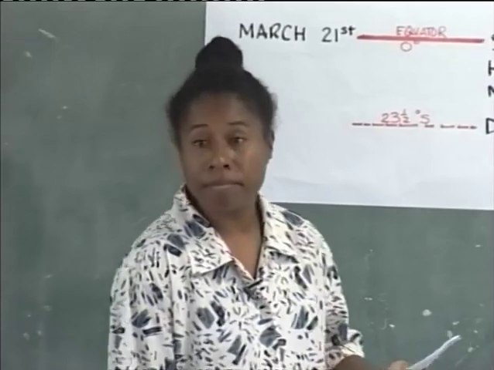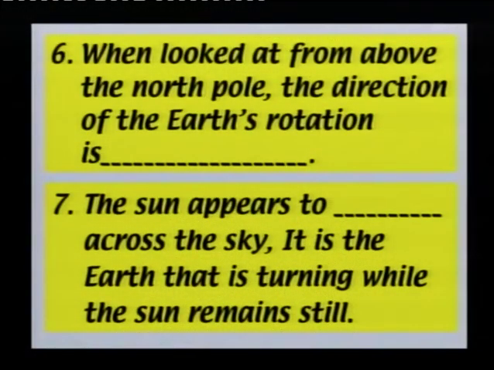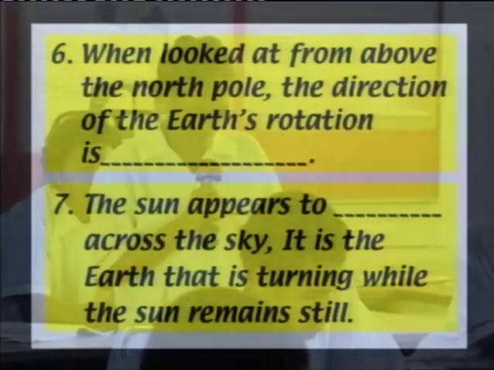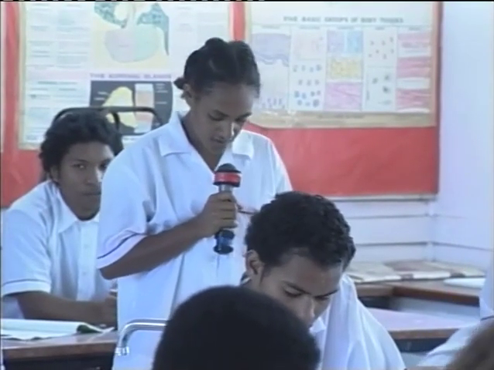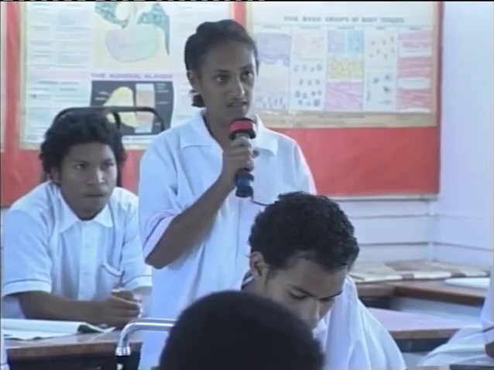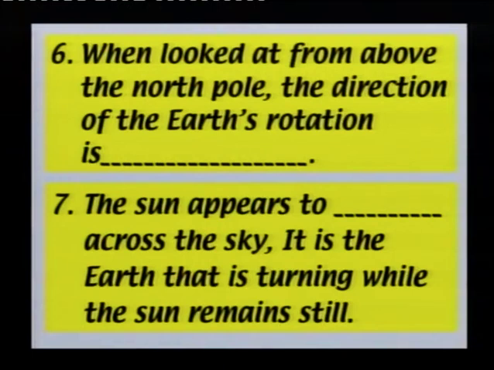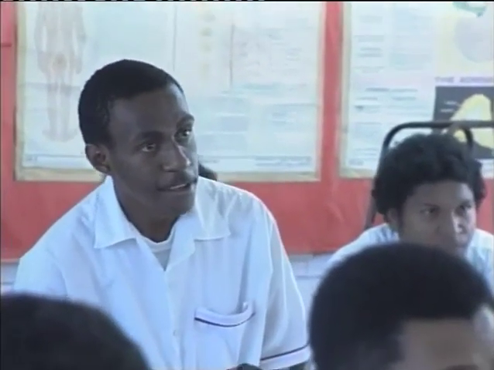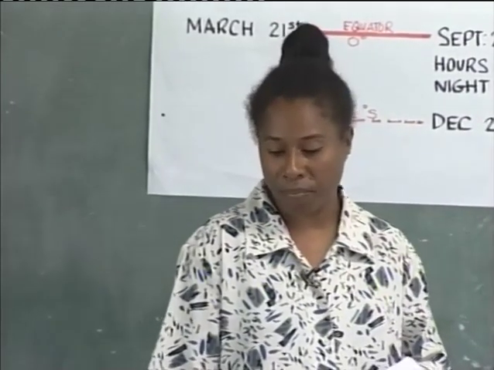Question 6. When looked at from above the North Pole, the direction of the Earth's rotation is anti-clockwise. Anti-clockwise is correct, and that's also the answer that I want in that particular question. Question 7. The sun appears to move across the sky. It is the Earth that is turning while the sun remains still. Okay, good. The word moves is what we want in that particular blank space for question 7.